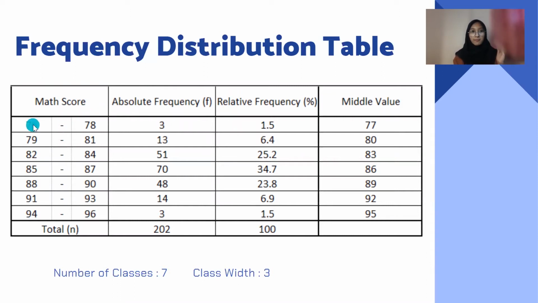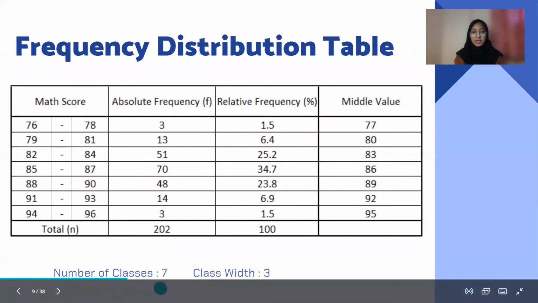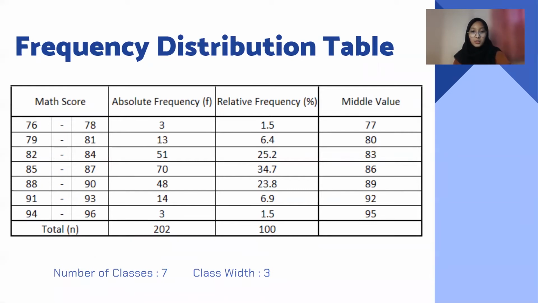To make this table, you need to make the intervals, and you need to find the number of classes and also the class width. And how do we find the number of classes? You can use the formula 1 plus 3.3 times log of the total data, which in my case is 202. And I found the number of classes is 7. We can find the class width by dividing the range 18 by the number of classes 7, and it results in a class width of 3.